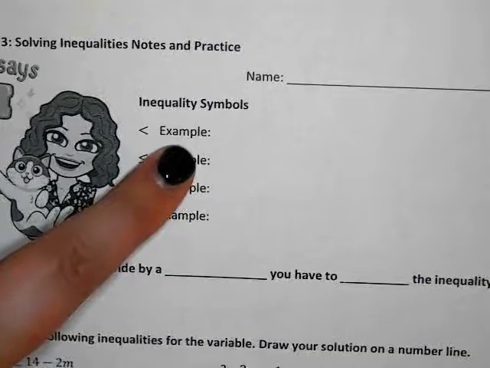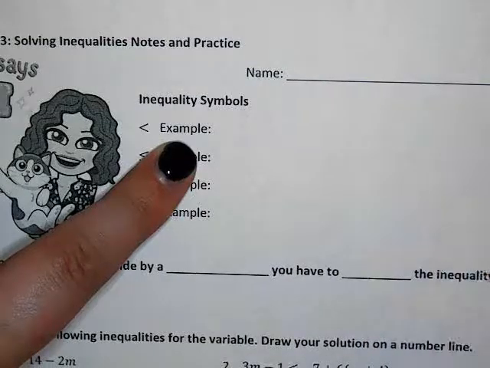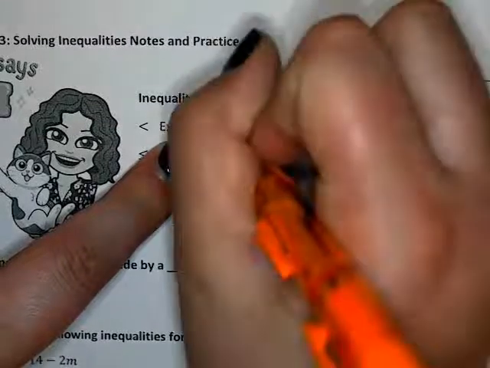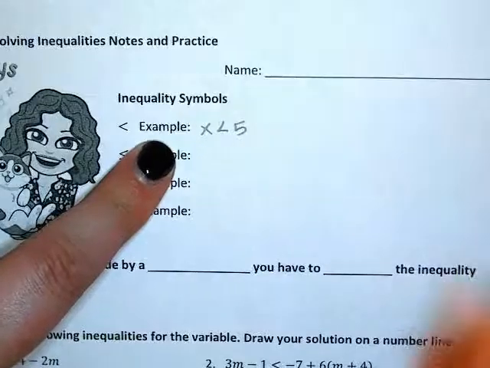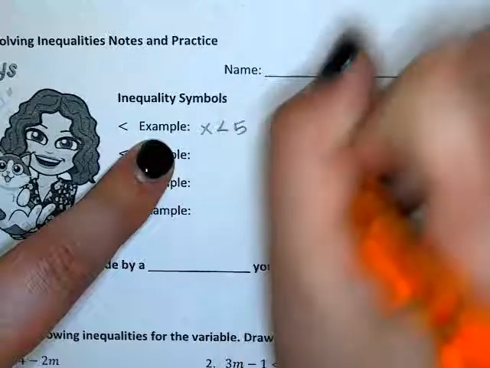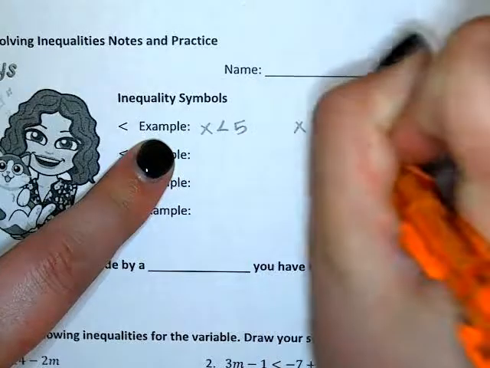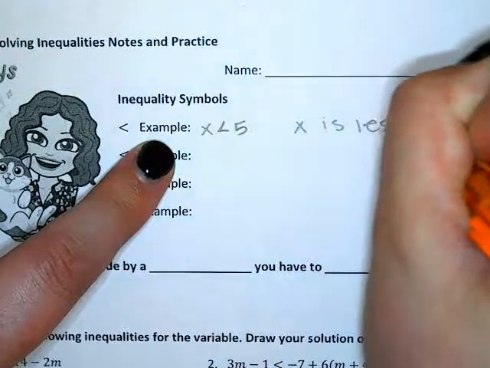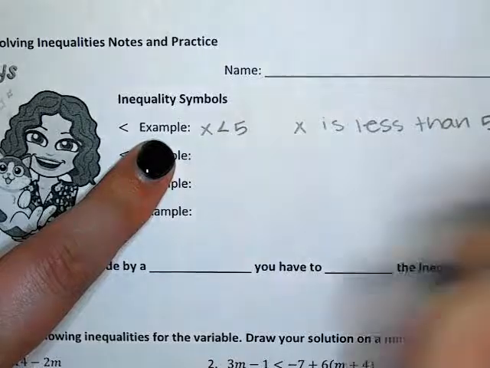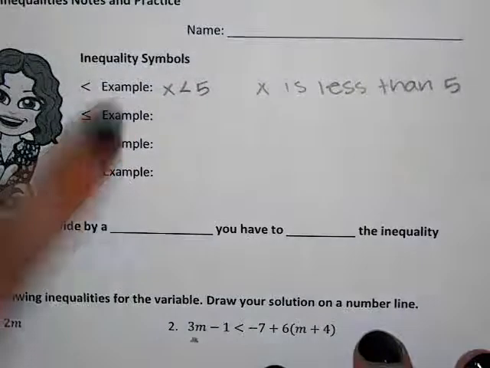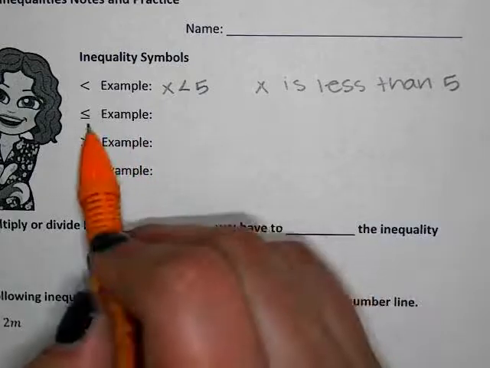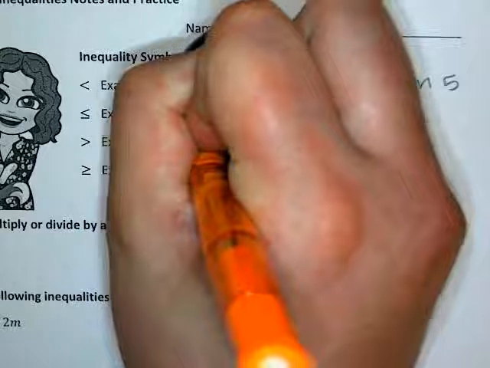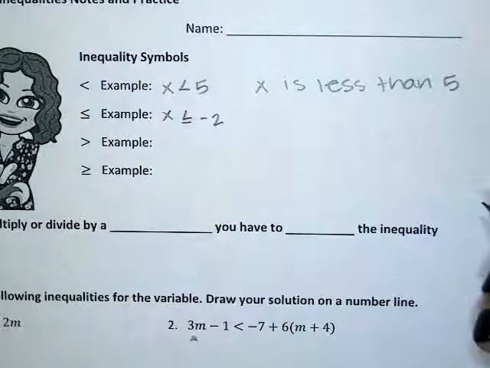Okay, so inequality symbols. The first one is a less than sign. For an example, we've got x is less than 5. So we might verbalize this by saying x is less than 5. The next symbol is less than or equal to. So we could say x is less than or equal to -2.